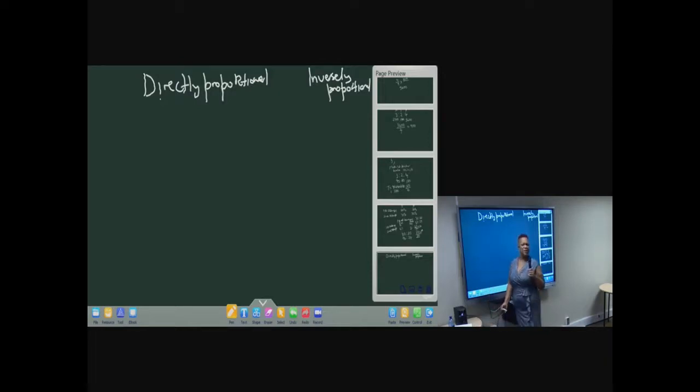But with inverse proportionality, as you increase this one, the other one decreases. Let's take an example of people who are doing a job. If one person does a job and takes 3 hours, when you have 2 people doing the job, they will now take 1.5 hours. So it means when you are increasing the number of people, you are decreasing the hours.